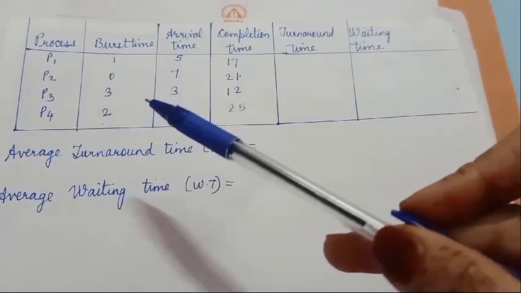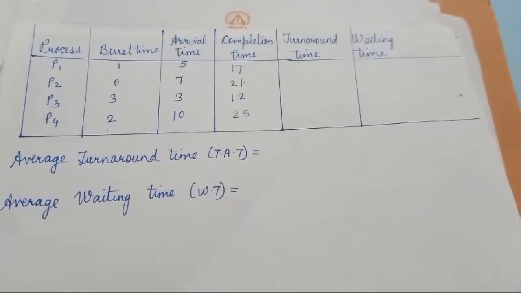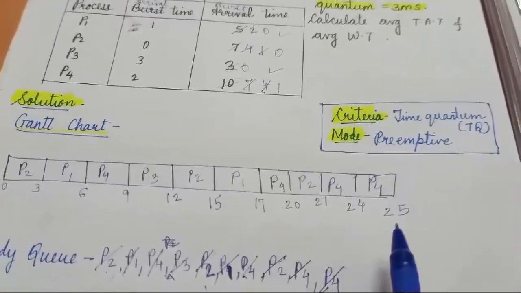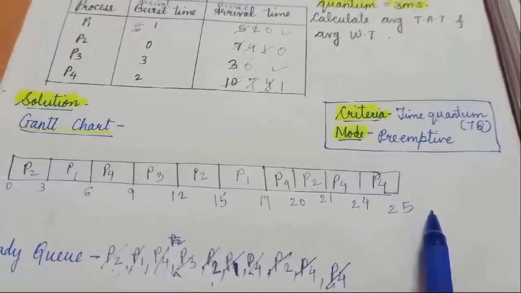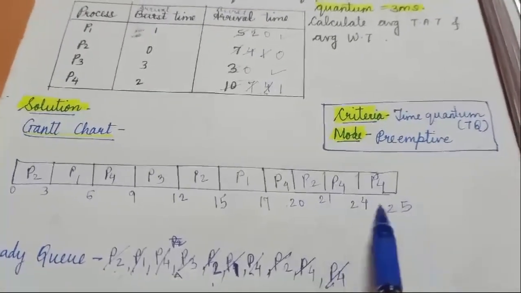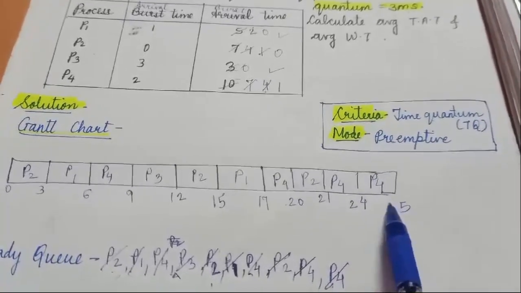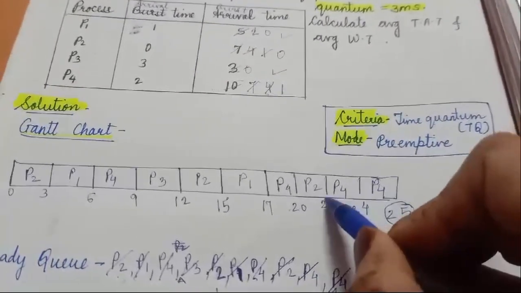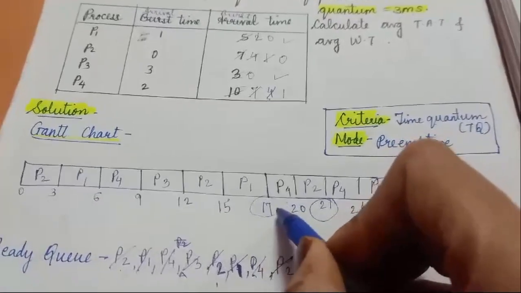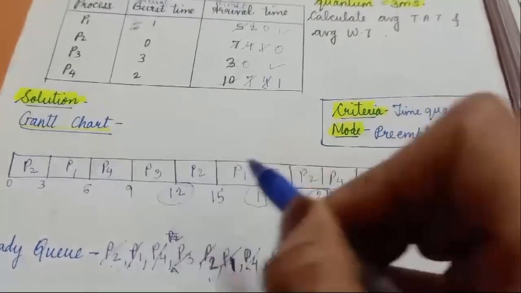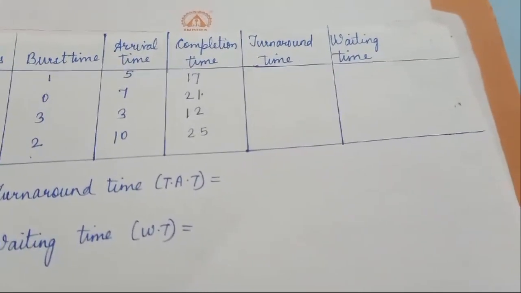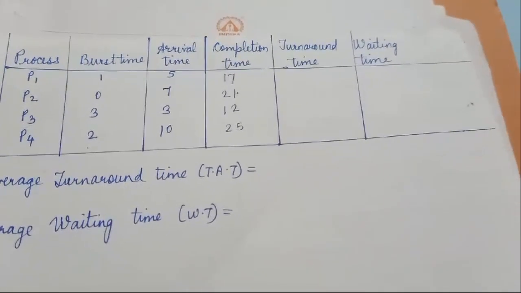We have written process, burst time, arrival time, and completion time. To find the completion time, look at the chart, the Gantt chart. For completion time, we have to find it from the back side, from the right side. For P4 it is 25, P2 21, P1 17, and P3 is 12. Write down all these completion times in the chart. As you can see, I have written all the completion times of all the processes in this chart.